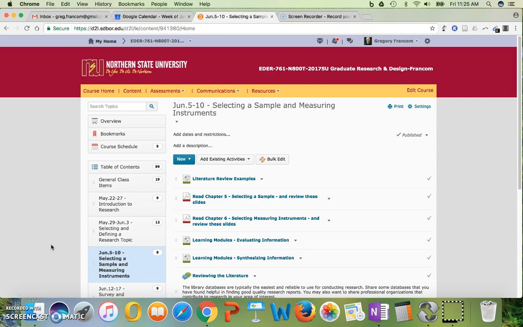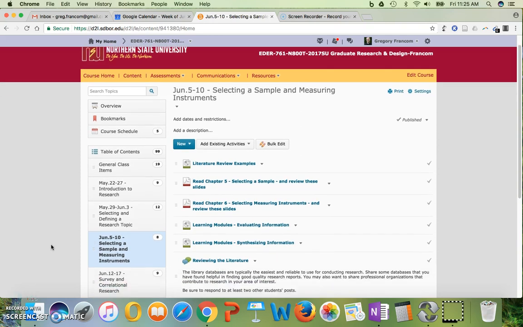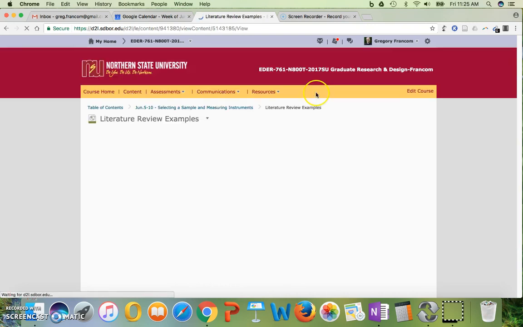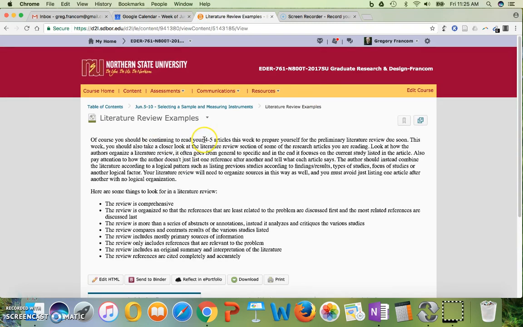So let's look at some of these activities that you're going to be doing. Literature review examples. This is just going to encourage you as you continue to read your 4 to 5 articles a week to prepare yourself for the preliminary literature review due soon, which is next week, actually, the 17th. Take a closer look at the literature review section of some of the research articles you are reading, and see how they organize the literature that they've been reading, because that's the same way that I want you to organize yours.